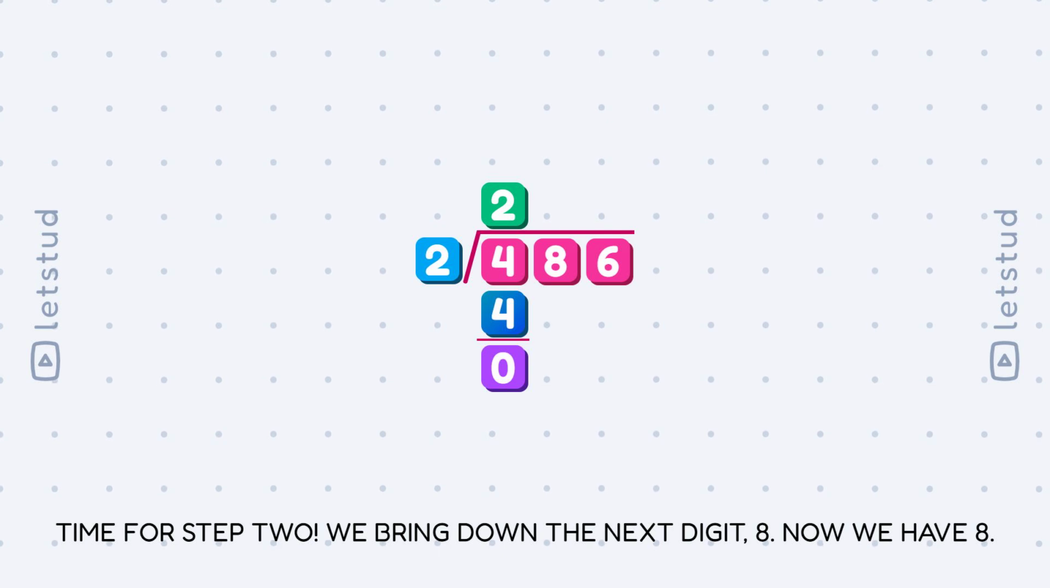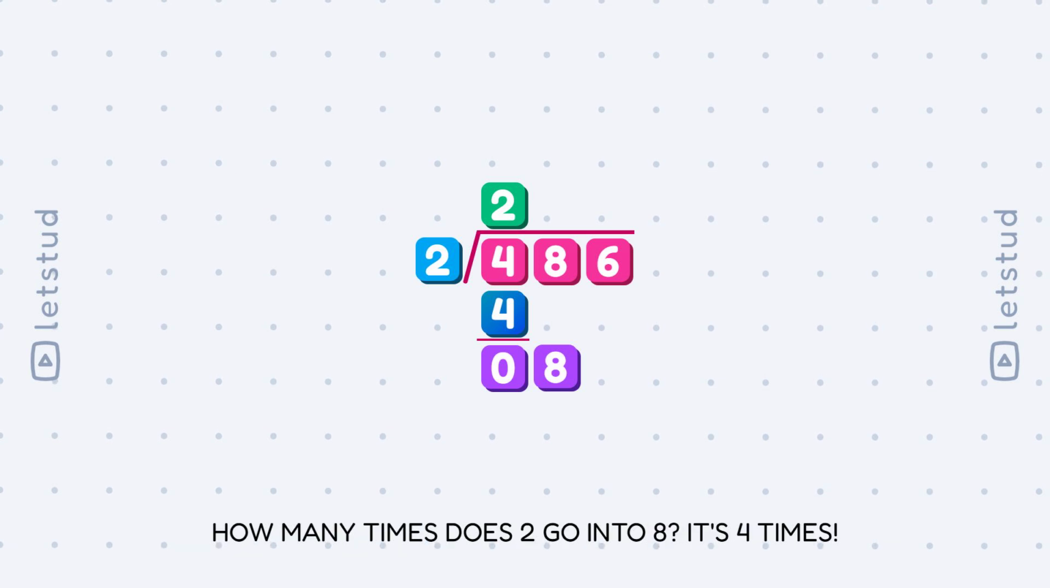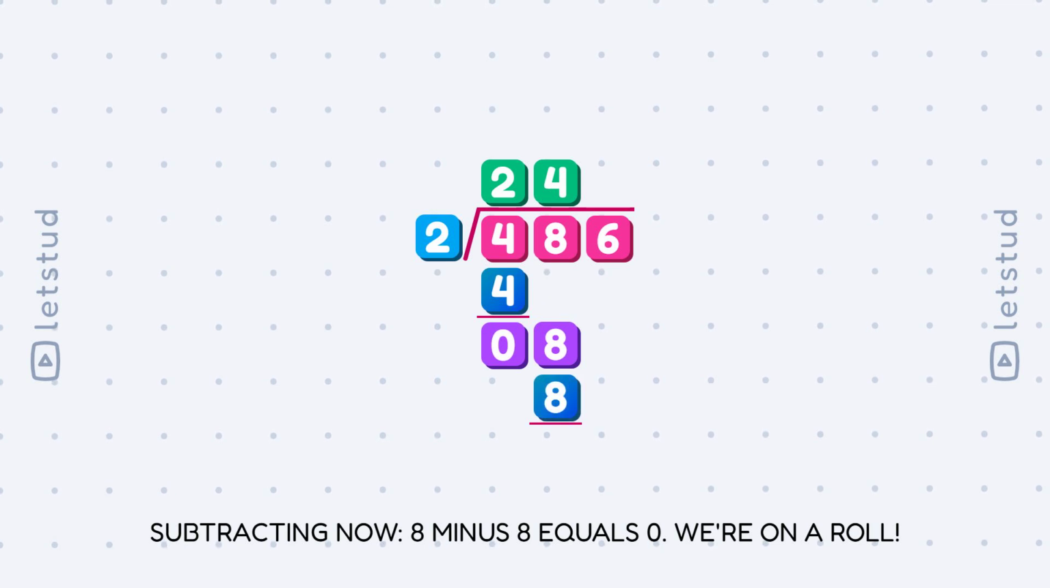Time for step 2. We bring down the next digit 8. Now we have 8. We bring down the 8 to join our remainder of 0, making it 8. How many times does 2 go into 8? It's 4 times. Let's check. 4 times 2 is 8. Exactly right. Subtracting now. 8 minus 8 equals 0.